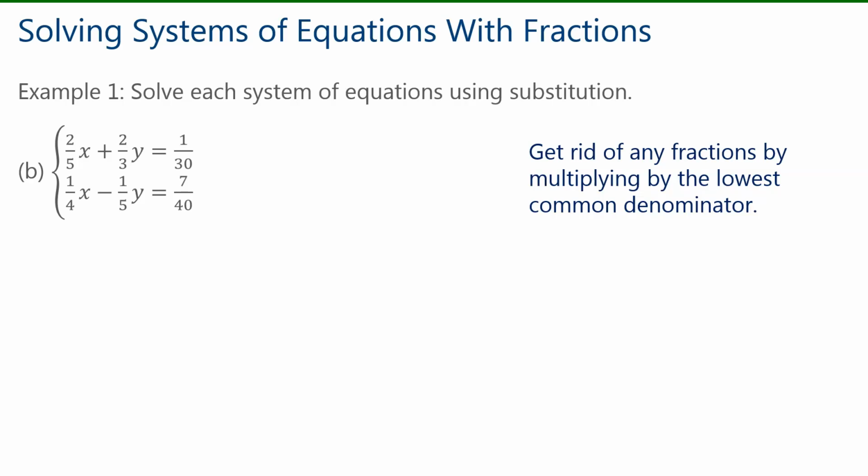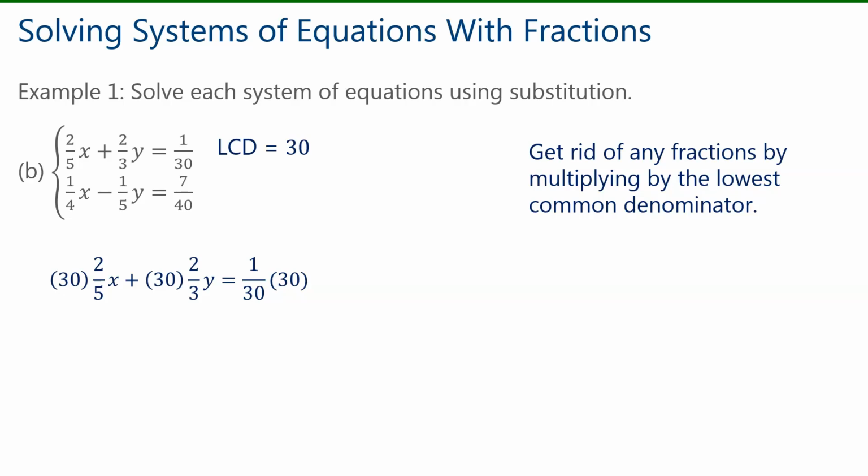Now for b, let's start by once again getting rid of the fractions. So for the first equation, I see we have denominators of 5, 3, and 30. So that would make the LCD 30. So now we can multiply each term of the equation by 30 and then reduce.